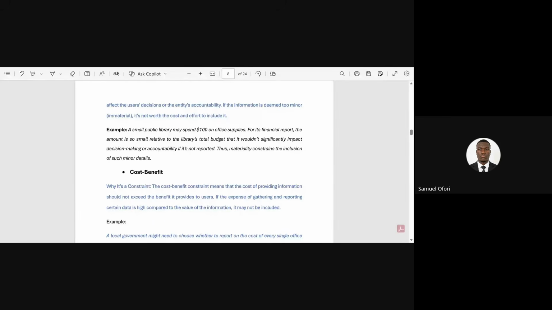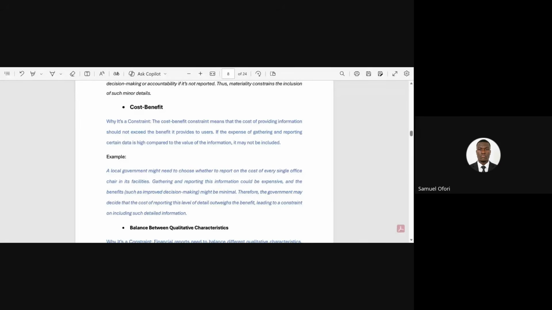Let's look at the example given here. A local government might need to choose whether to report on the cost of every single office chair in its facilities. Gathering and reporting this information could be expensive, and the benefits, such as improved decision making, might be minimal. Therefore, the government may decide that the cost of reporting this level of detail outweighs the benefit, leading to a constraint on including such detailed information.